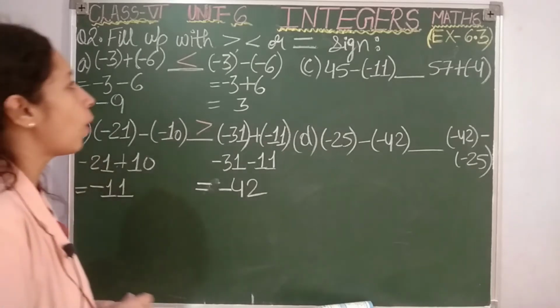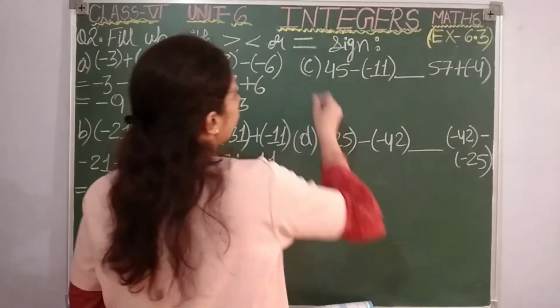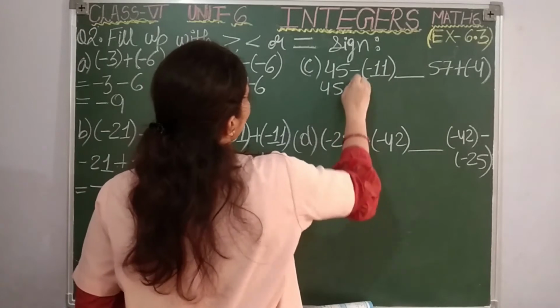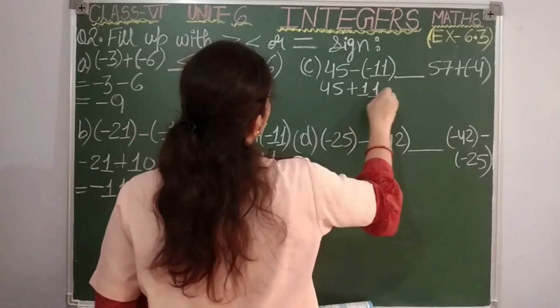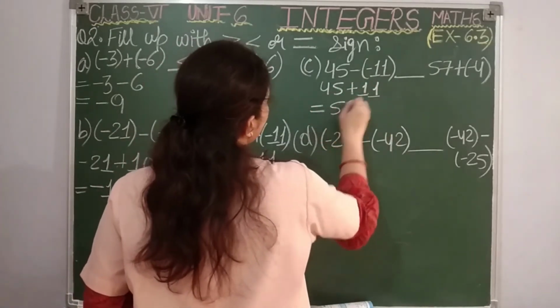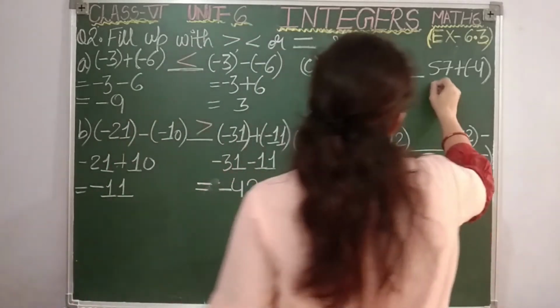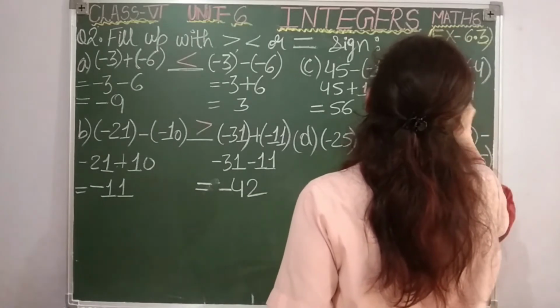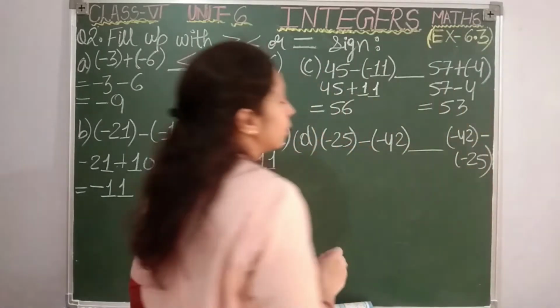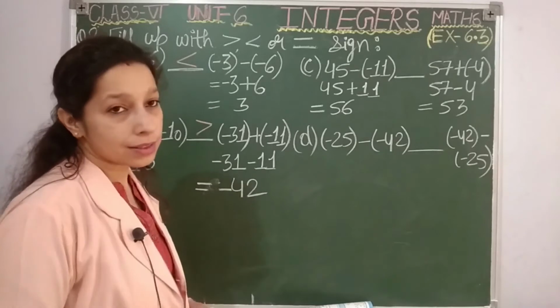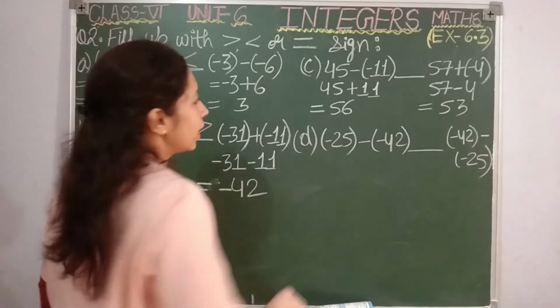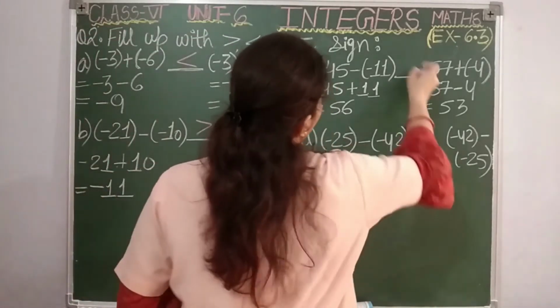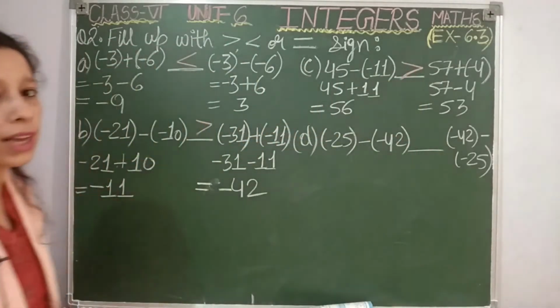Clear? Okay, point number C, students now. 45 minus minus plus 11. 45 plus 11 will get 56. Clear? Then 57 plus minus minus 4. 57 minus 4 will give you 53. 56 is greater or 53 is greater, students? 56 will be greater. Like this we are going to put the sign.